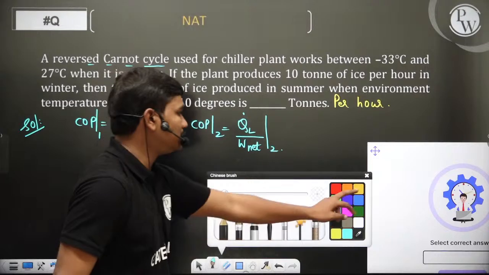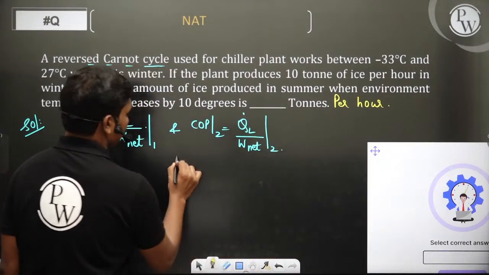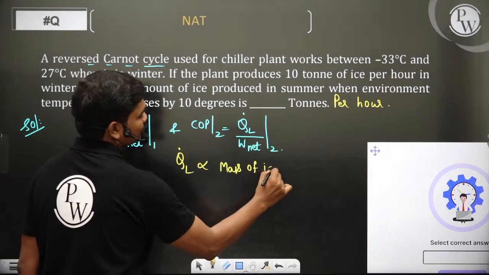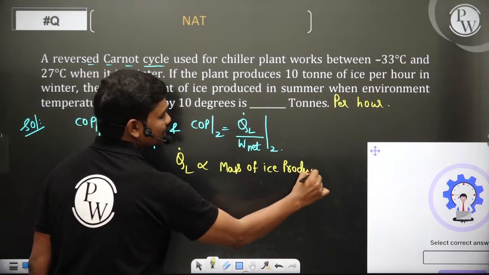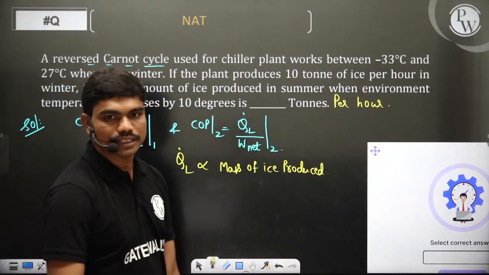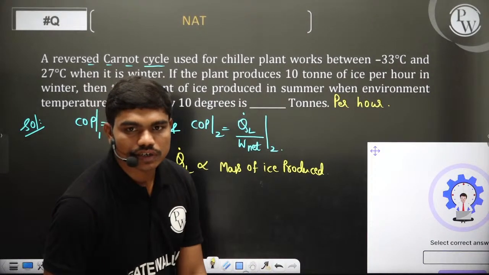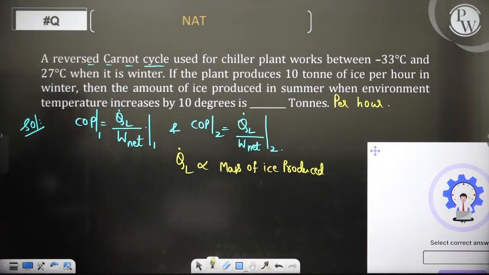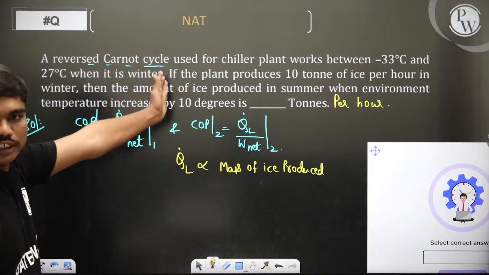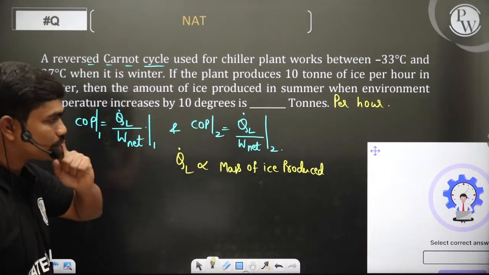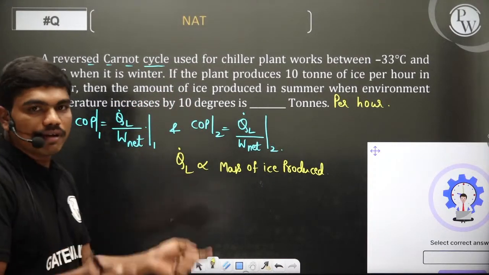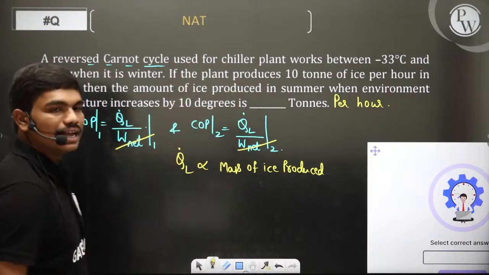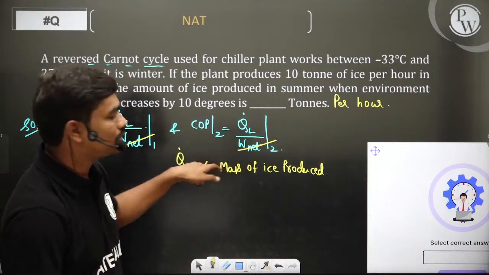Now one thing that's clear is that Q dot L is proportional to the mass of ice produced. Yes or no? Because normally the plant inlet conditions will all be the same, so water will be coming in at the same temperature. It's a chiller plant, a reversed Carnot cycle, correct? So Q dot L is proportional to the mass of ice produced, and W net is the same in both cases, because they haven't changed the compressor working conditions.